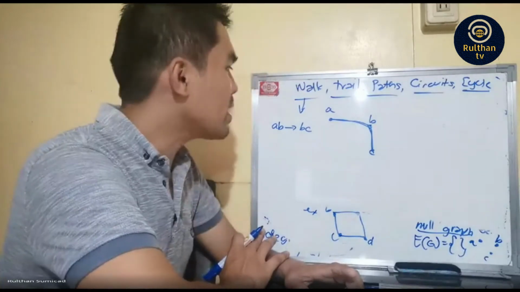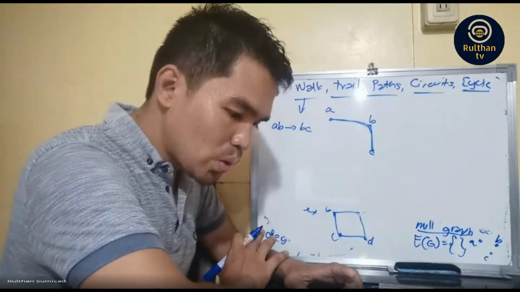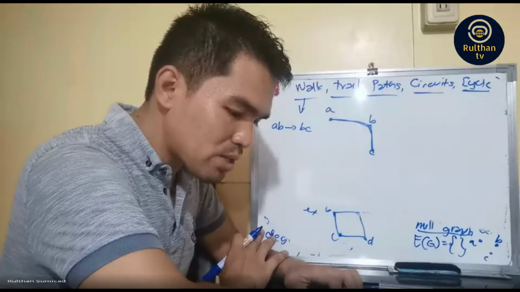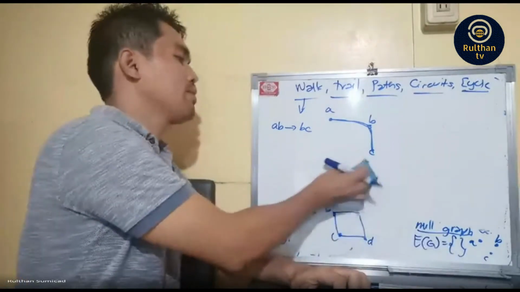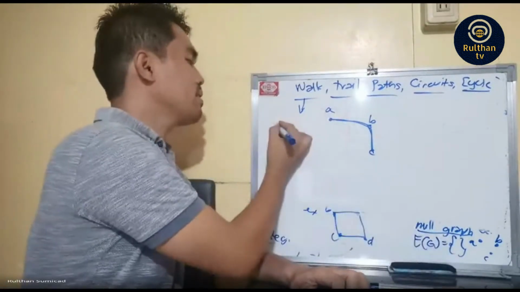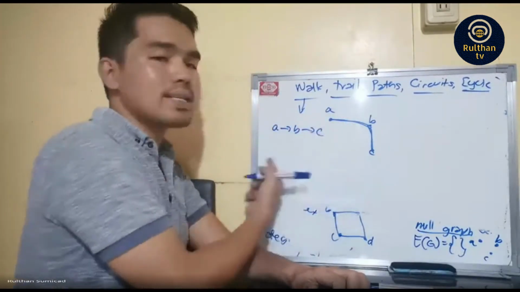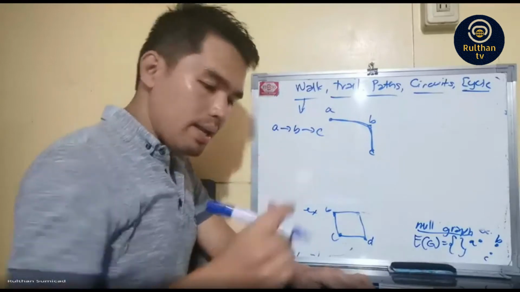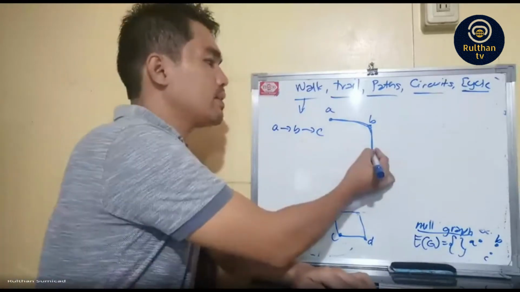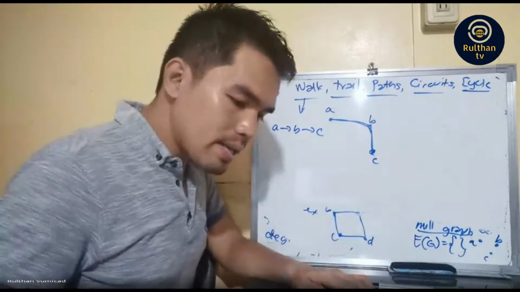So a walk is from vertex to vertex. Sorry, my definition of walk is wrong. A vertex walk is from A to B to C. That's an example of a walk. And then this is C. Next we have the trail.